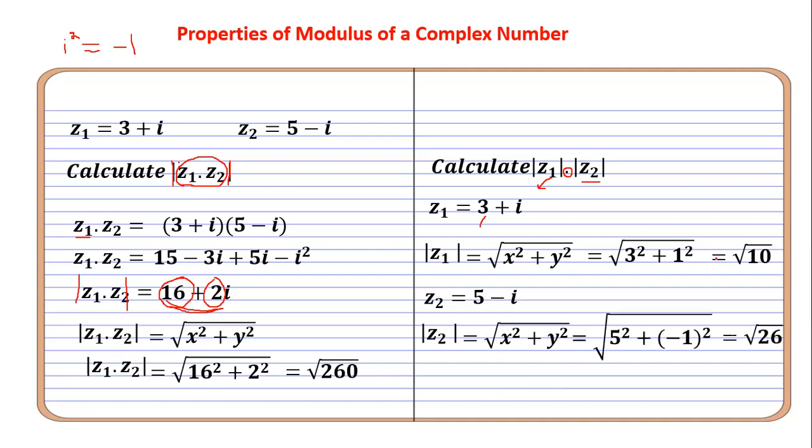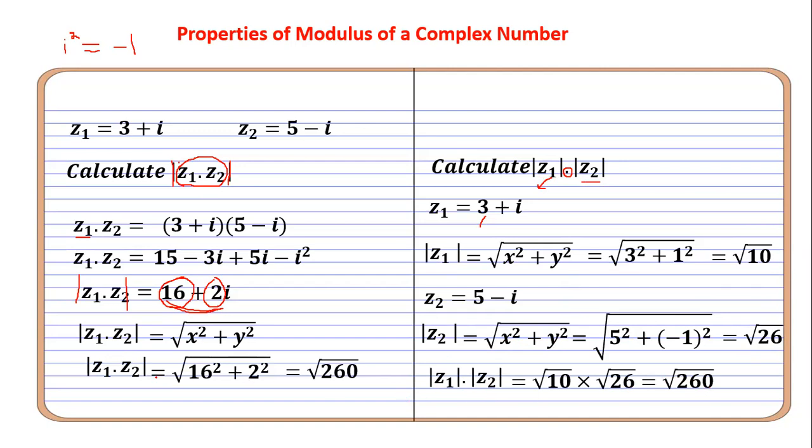Modulus of z1 is equal to radical 10. Modulus of z2 is equal to radical 26. We have to multiply the two results together. So multiplying modulus of z1 times modulus of z2 means multiplying radical 10 by radical 26, which is radical 260.